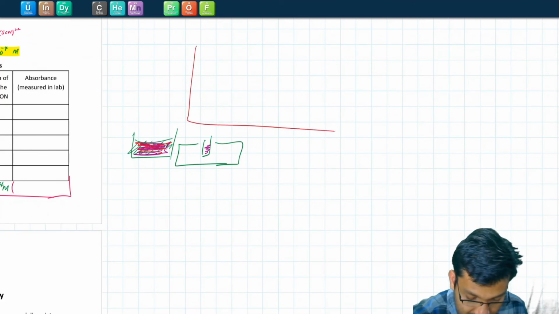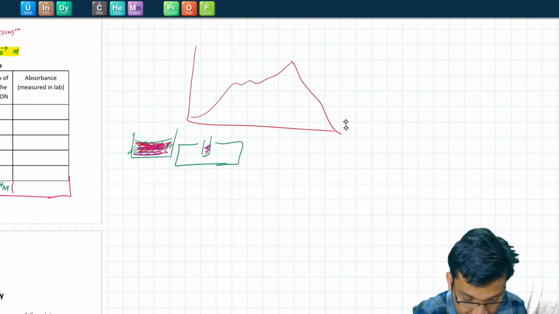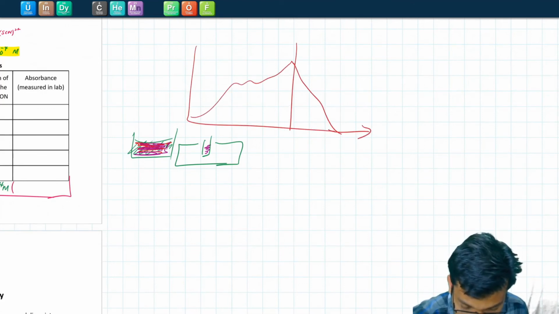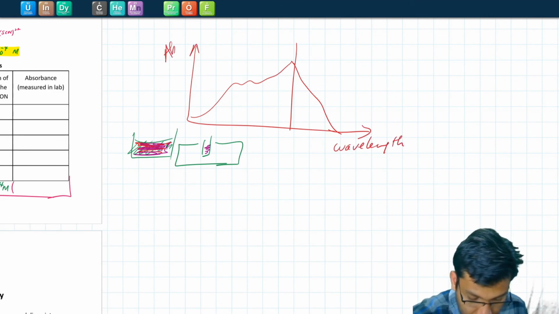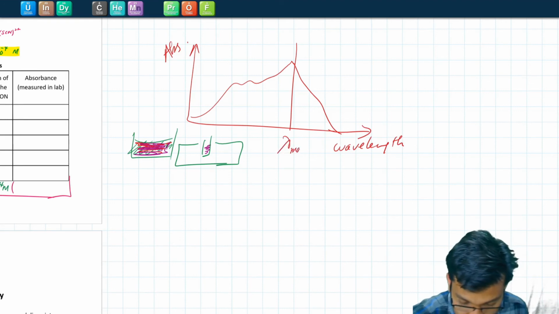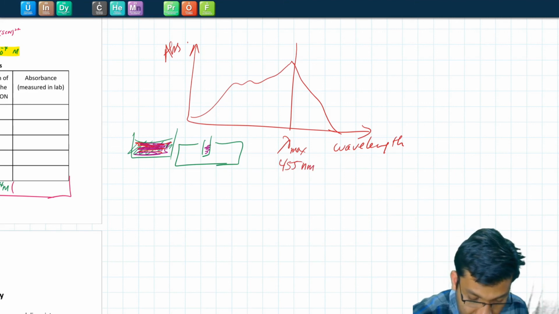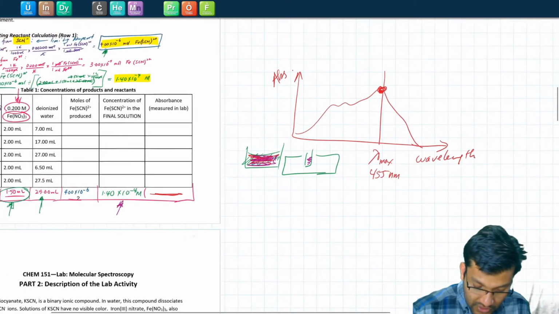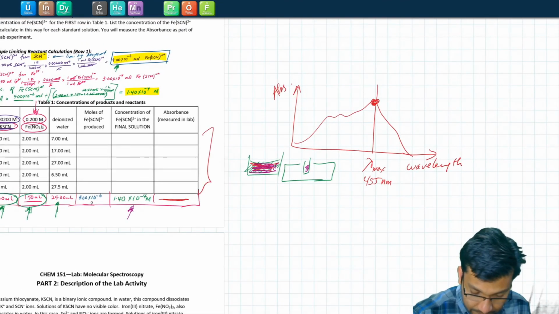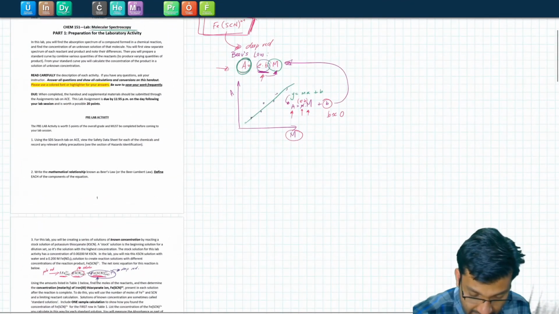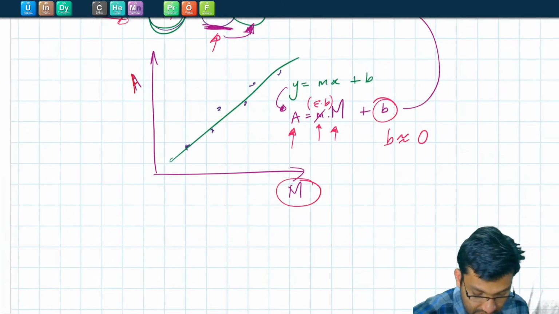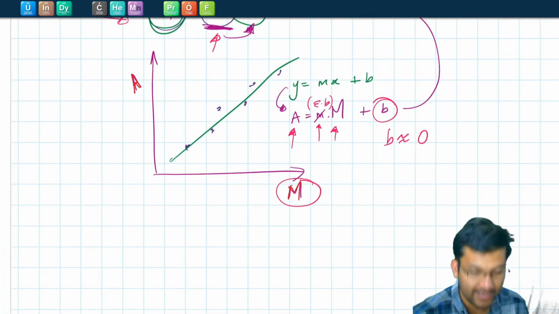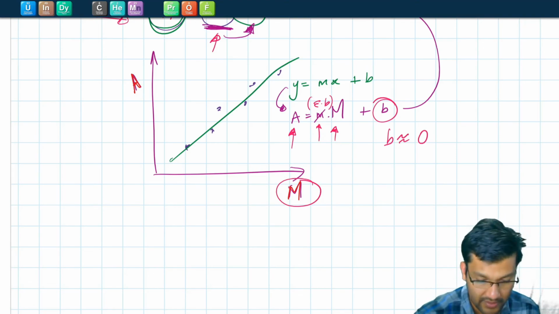And now you'll see some crazy absorption, but the highest peak should be at what we call, so this is wavelength, right? And this is absorption. The highest peak should occur at what we call the lambda max, which for this experiment was 455 nanometers. So you'll take the absorption at that point, and that's what you'll record here. So once you have all of the data in this table, you can go ahead and plot your graph of absorption on the y-axis versus concentration on the x-axis using Excel that we've done quite a bit of by now.